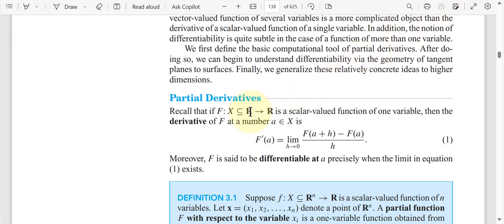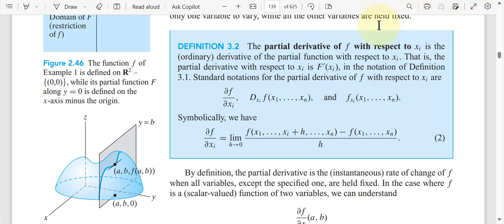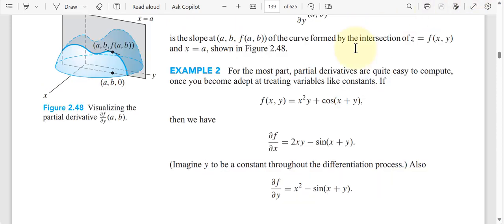This is just the standard function from R to R, so it's just a very simple function with just one input and one output. And then they go through a slightly different way of defining partial derivatives, but I'm not going to go through any of that. I'm just going to assume that you have seen it before, but I will just review what it looks like.